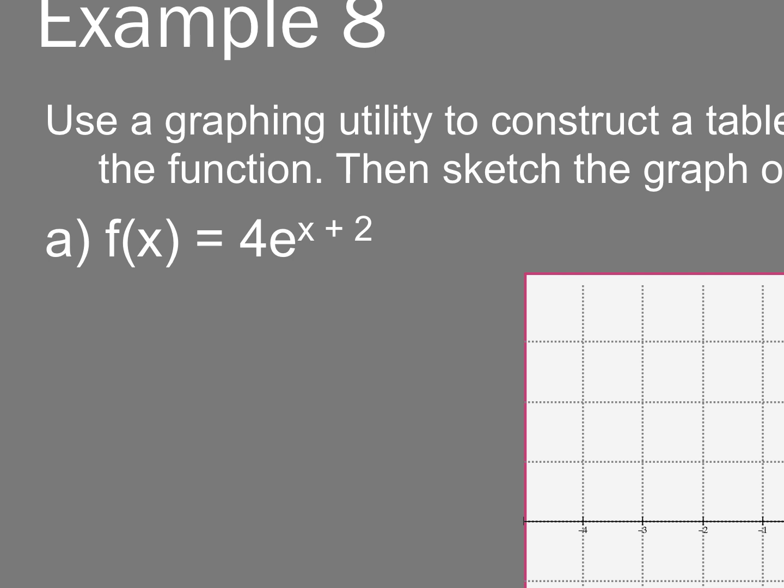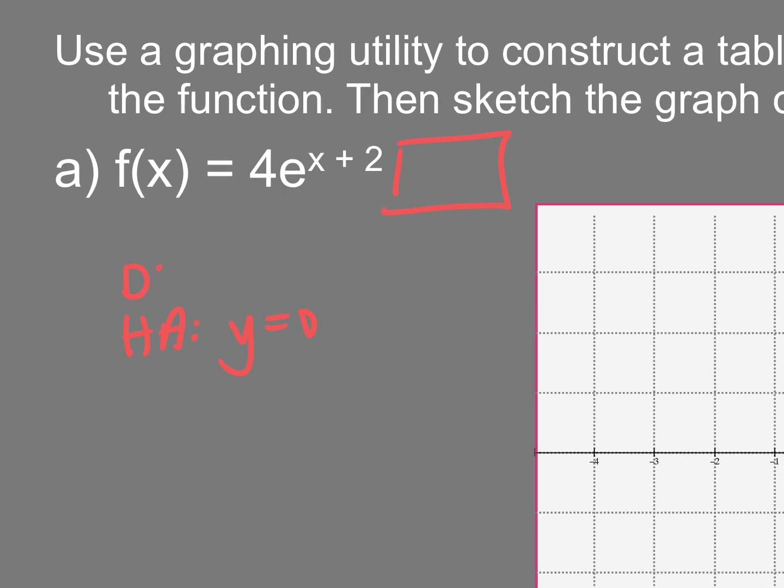But you can tell me, where's the horizontal asymptote? What's being added or subtracted right there? Nothing. So your horizontal asymptote's at y equals 0. What's your domain? Negative infinity to positive infinity. Good. What's your vertical asymptote? There isn't one. Good. How would you figure out what your y-intercept was? You'd plug in 0 right here.